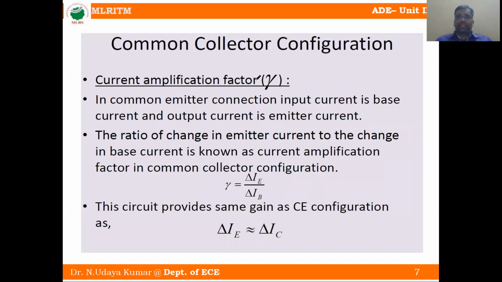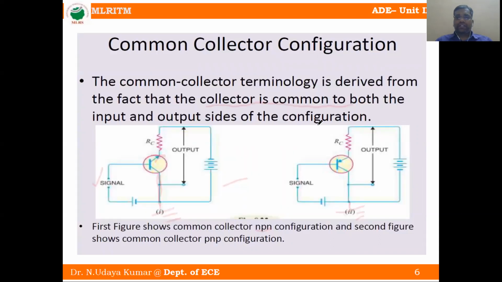In common collector configuration, there is a current amplification factor, like common base configuration and common emitter configuration. In this configuration, the input current is the base current and the output current is the emitter current. What is the input current? The input current is the base current IB, at the base terminal.